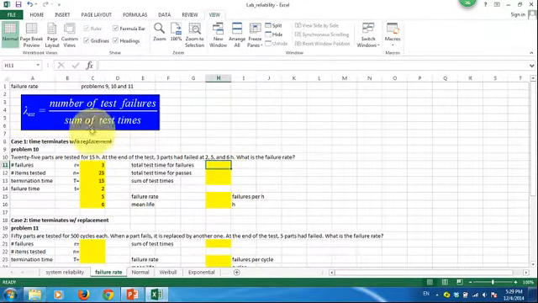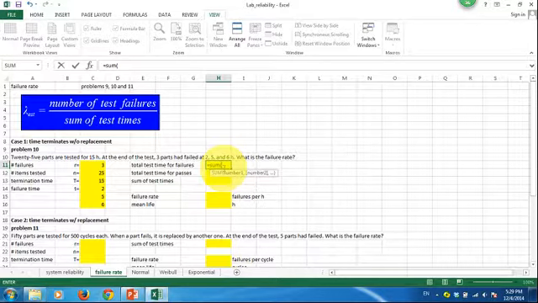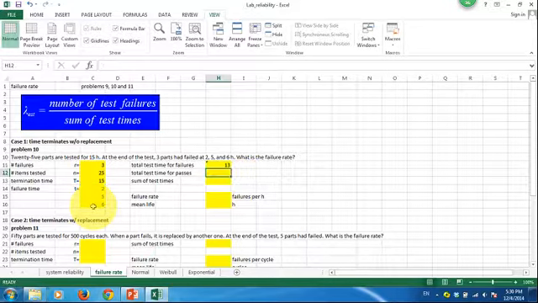Now we have to plug in this formula. So this formula is valid for all the 3 cases. We just have different ways to compute the denominator. So the numerator is the number of failures, which is the R value. And then for the denominator, that's the sum of test times. So for these 3 failed items, the total test time for failures is the sum of these 3 times. So 2 plus 5 plus 6, which is 13 hours.